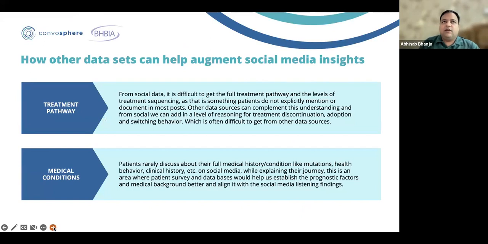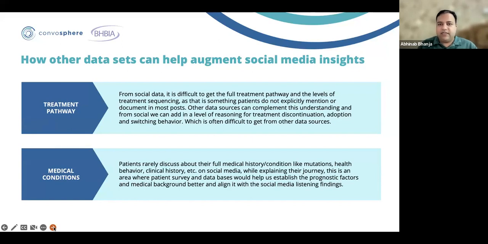So far, I've been talking about how RWE can support, augment, or provide additional layering on top of regular studies, but it can also be the other way around. There are other data sets that can help augment the social media insights that we are getting. There are two areas where it's particularly important to layer other data sources on top of the social insights that we are getting.